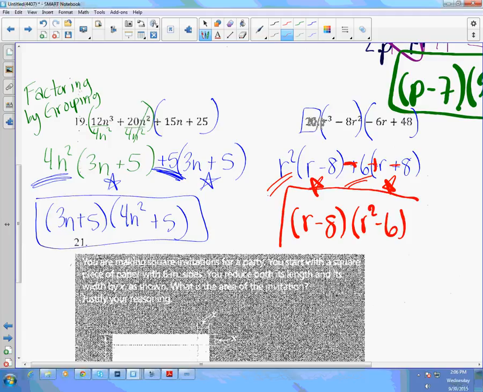Now we'll talk about that next time. This is quadratic, but it's not a perfect square. No, so it's not going to factor any further. But it is important to realize it's still quadratic.